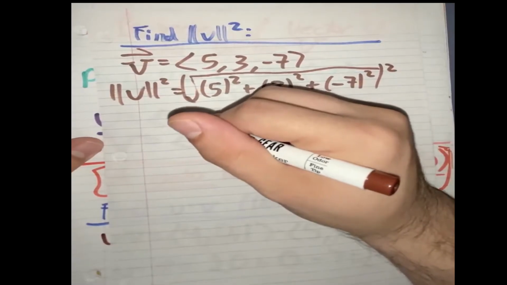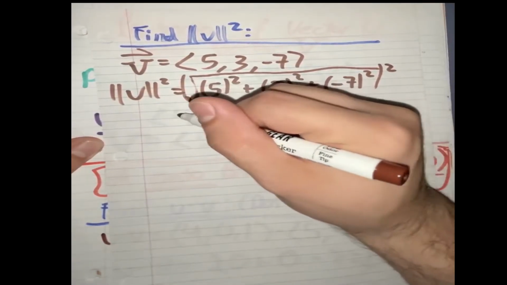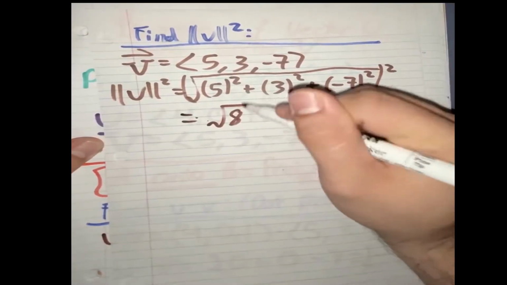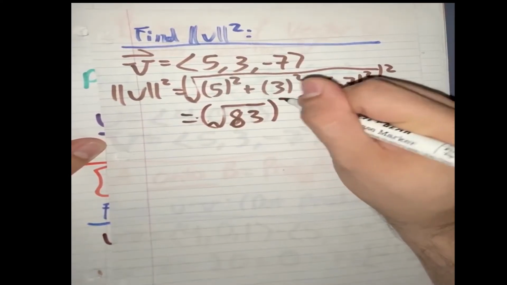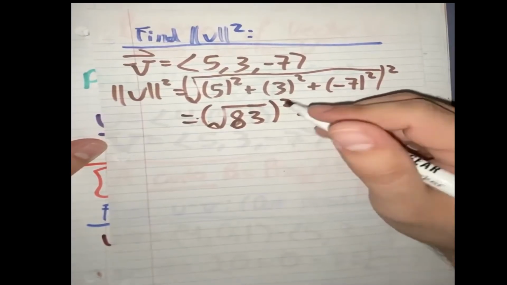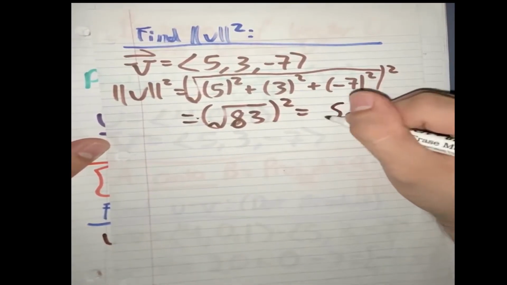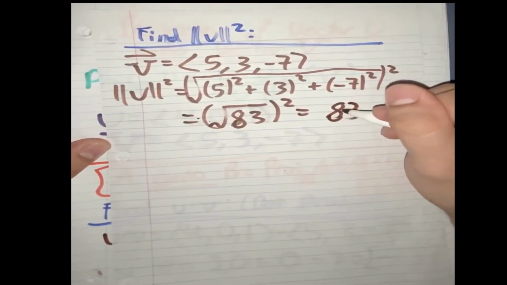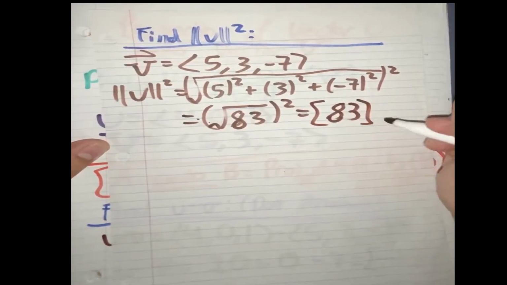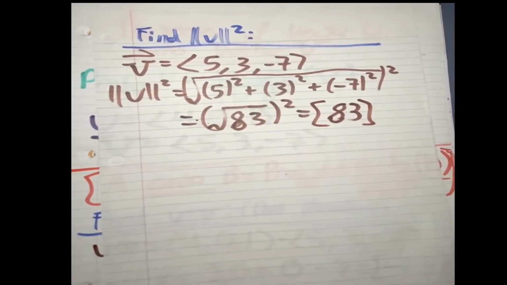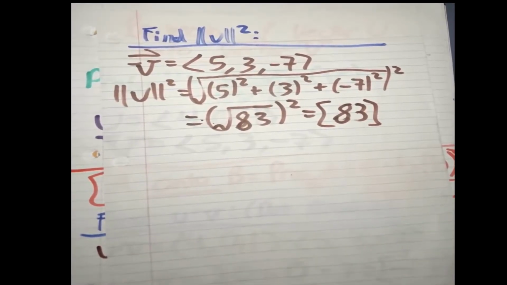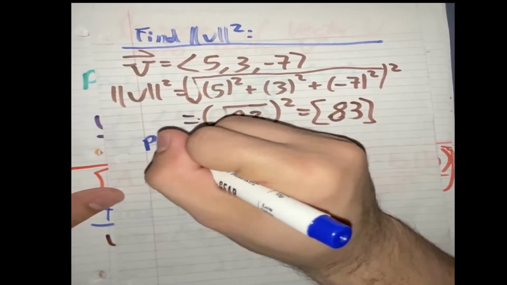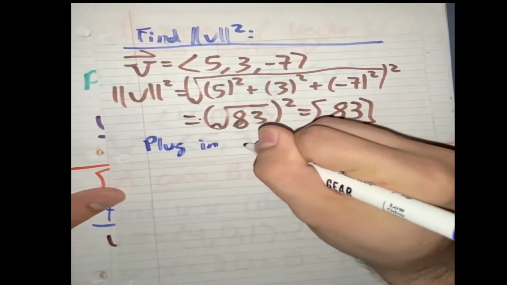So this is equal to the square root of 83, squared, and the square root and the radical cancel out. So this would just be 83. So this is the magnitude of v squared. The next step is we're supposed to plug into the formula.